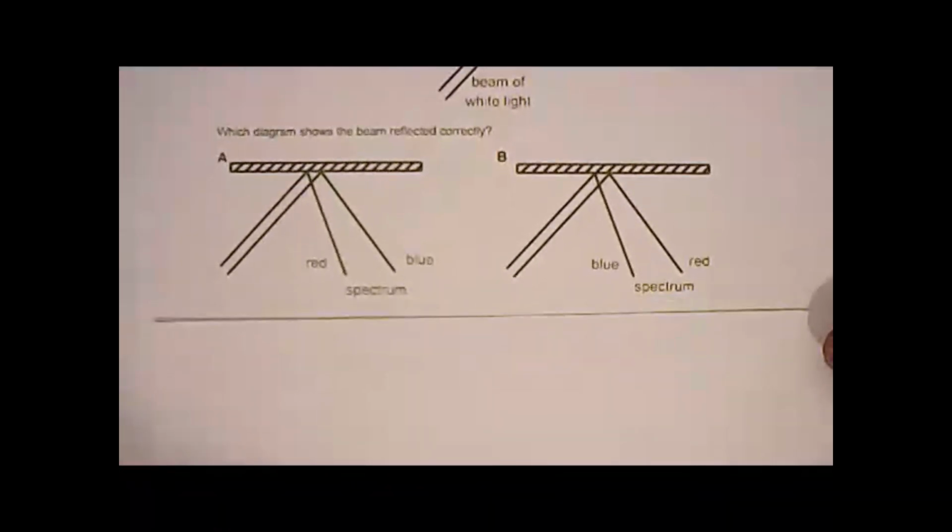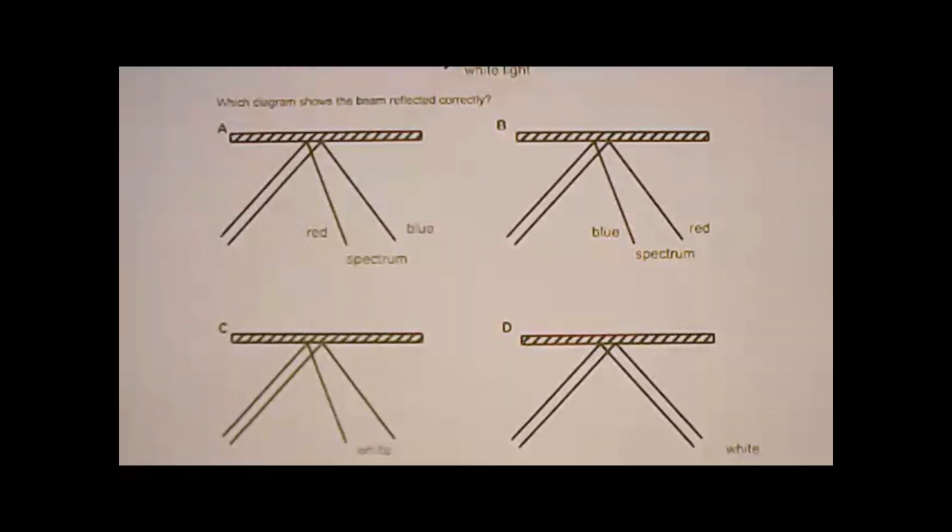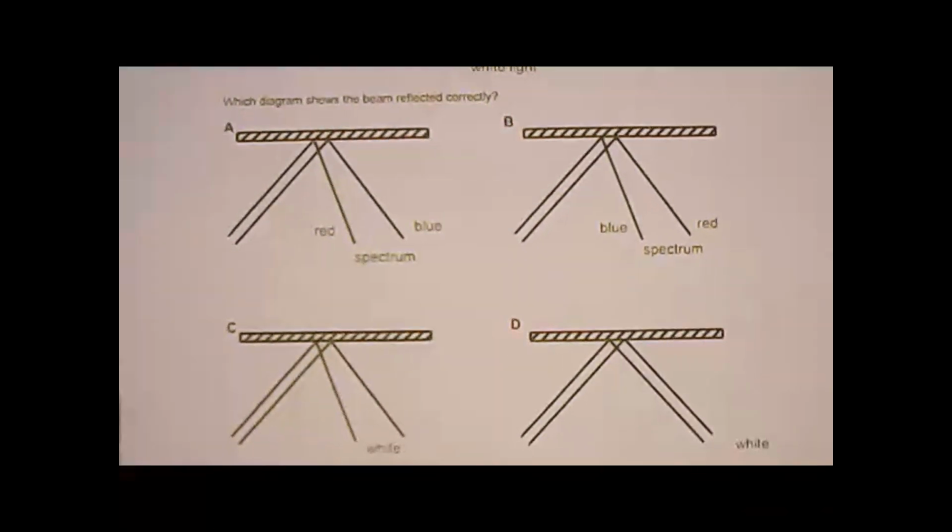Okay, question 4. A parallel beam of white light is reflected from a flat mirror. Okay, there we go. A beam of white light reflecting from a flat mirror. What is it going to look like? We've got 4 diagrams here. Which is the correct one, do you think?